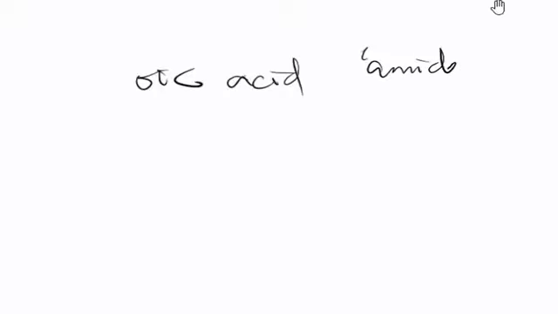amides. So for the amides, primary amides are named by replacing the oic acid in carboxylic acid with the word amide, or replacing the E in a parent chain alkane with amide.